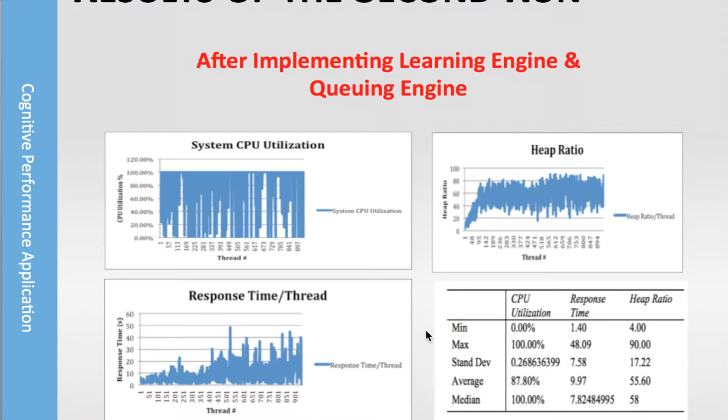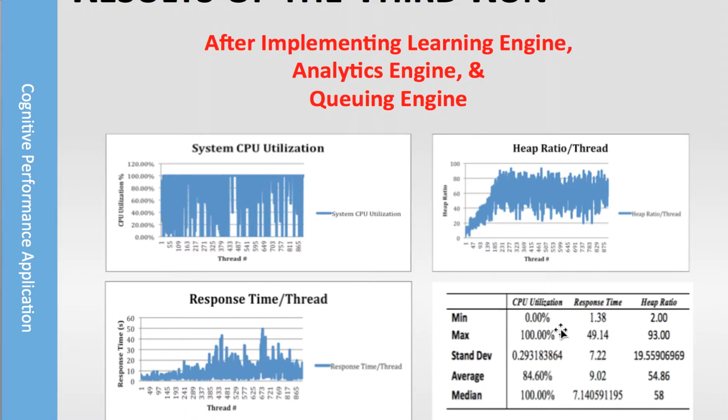We noticed that it really improves. As you can see, it's not hitting the 100% after just adding the learning engine and the queuing engine. And we noticed that we could bring down the average CPU utilization to 87%. After adding the analytic engine, we also noticed a good improvement there as well.